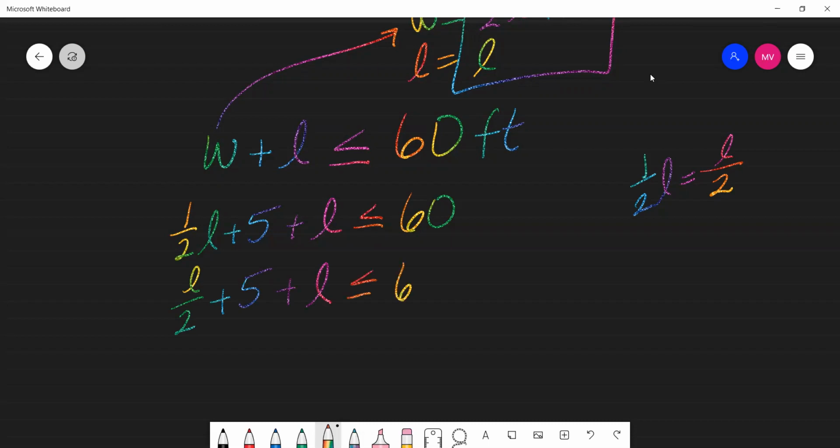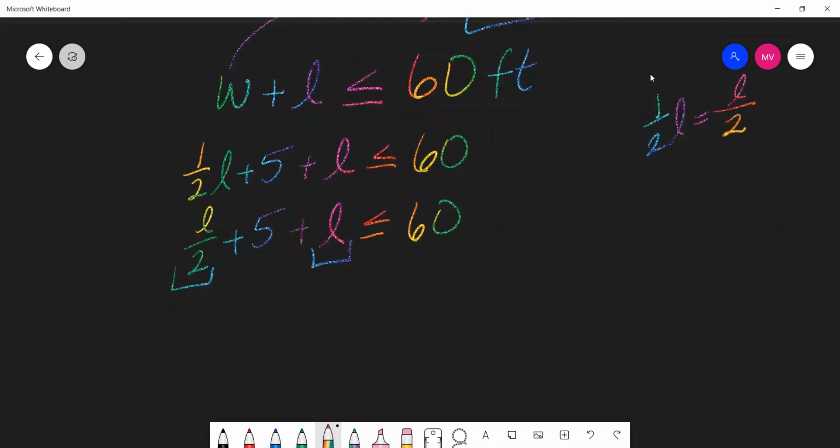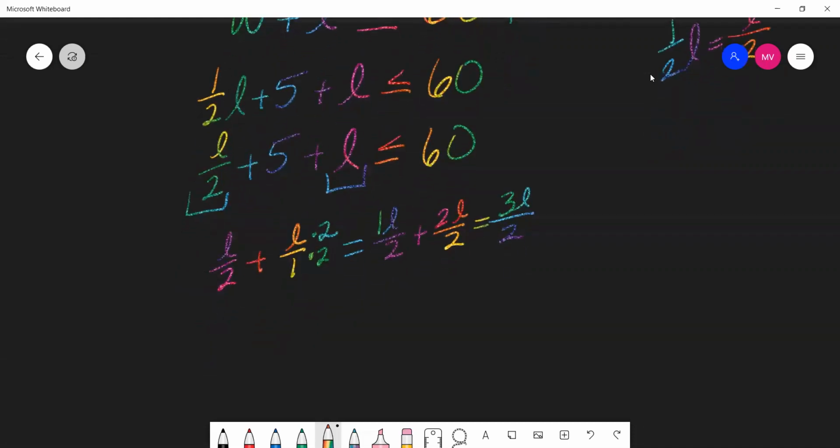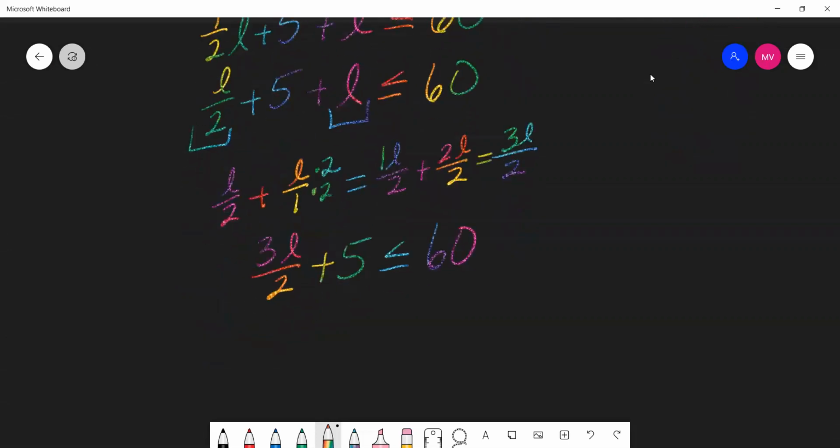So what do we need to do first? We have some like terms, so we need to combine those. So we have length over 2 plus length over 1. So we need to multiply the numerator and the denominator by 2 because we're adding fractions. So that ends up with length over 2 plus 2 length over 2, which gives us 1 plus 2 is 3 length over 2. So 3L divided by 2 plus 5 is less than or equal to 60.